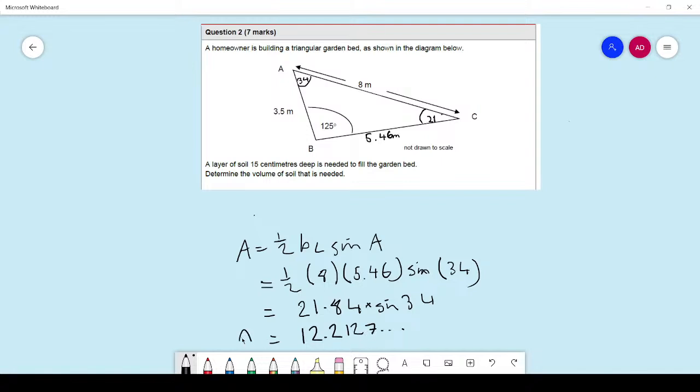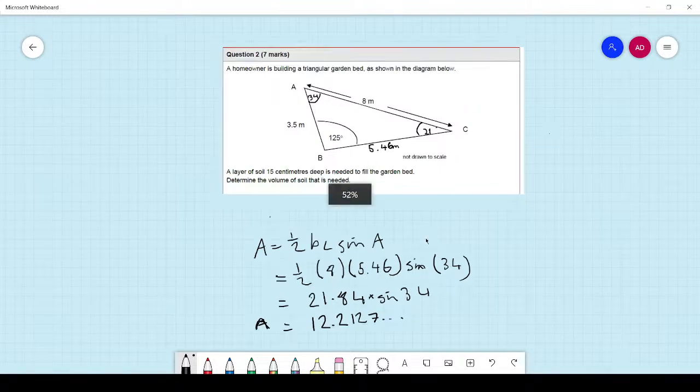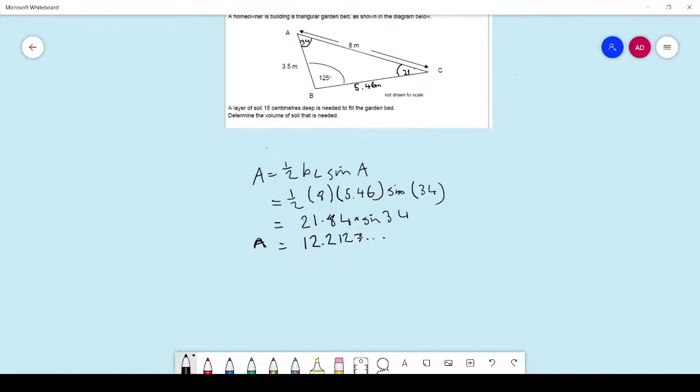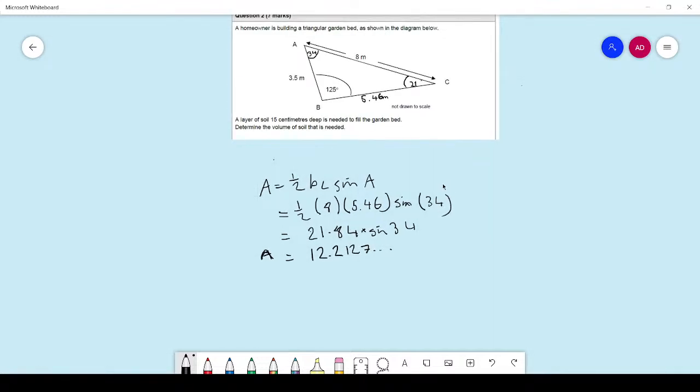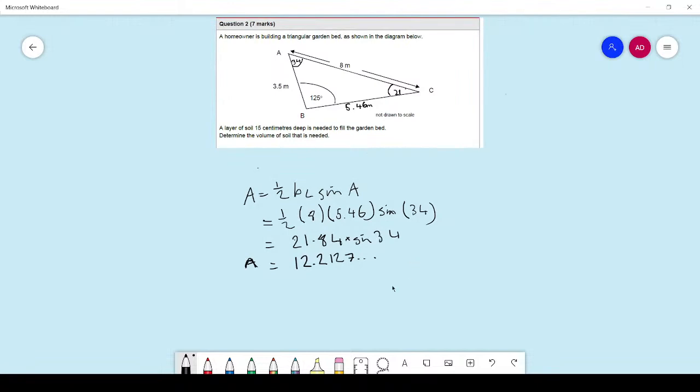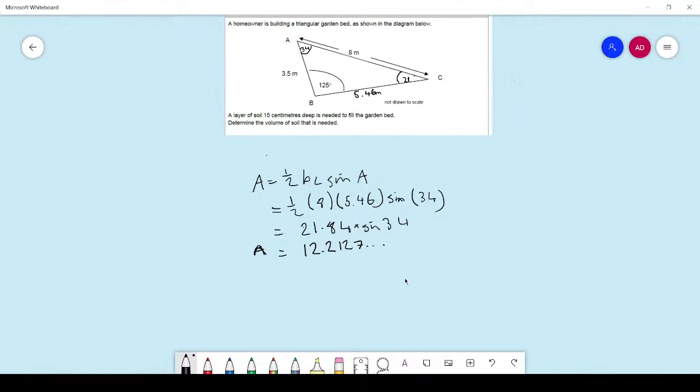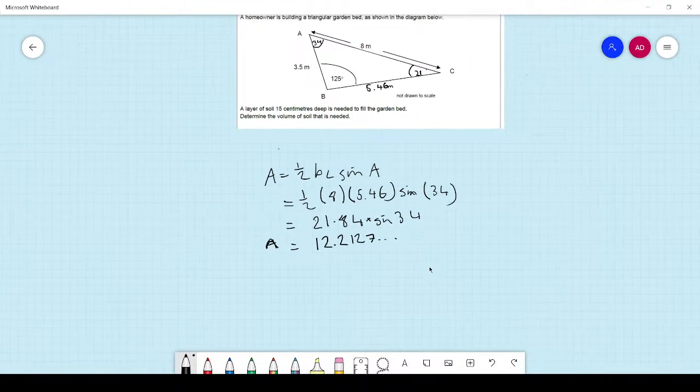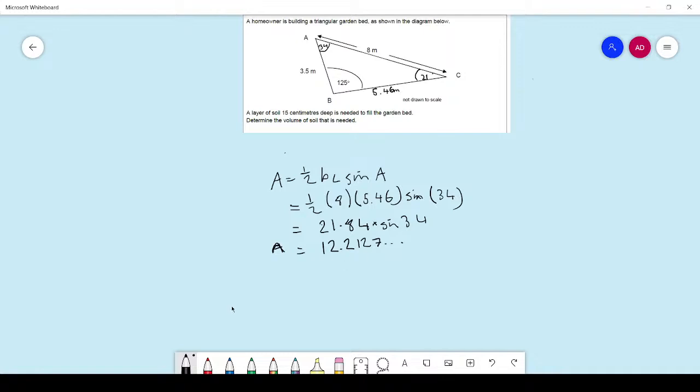Right, so area equals 12.2127. So you can obviously round that, but when we go to do our actual calculation, I prefer to use the full response that my calculator gave for when we do volume, just more accurate. So to find volume, we can use the area of a cross section, so this times the height, right?